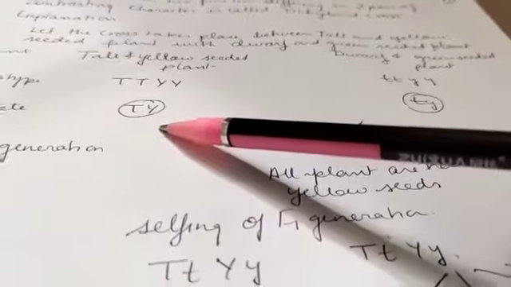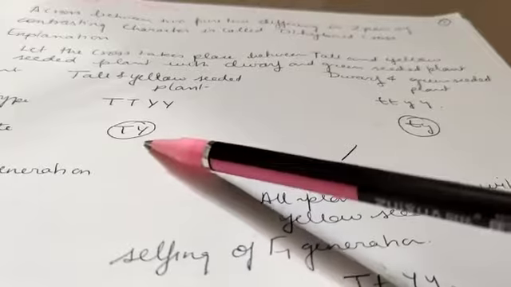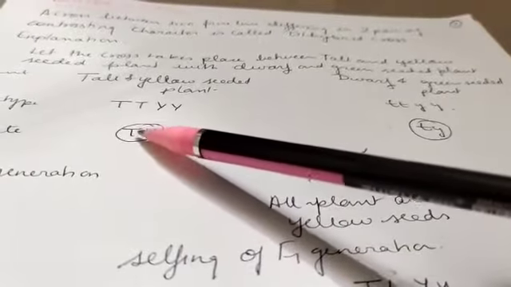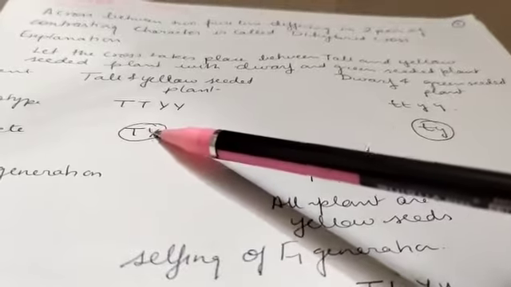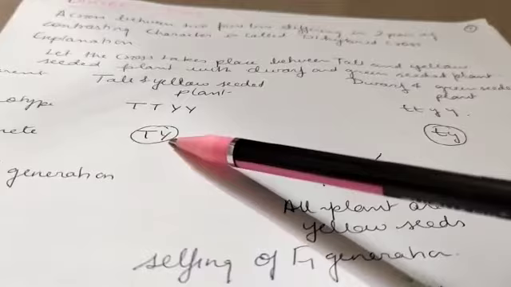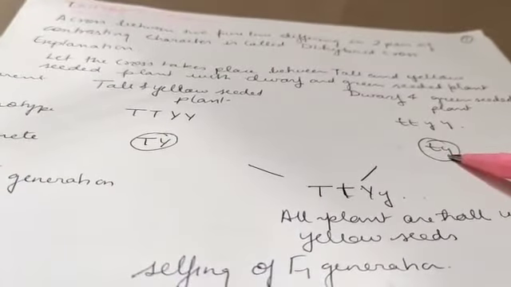Gametes. Next is what? It is the gametes. In gametes, you will see that only one gamete will form because it is homozygous. But it will contain two different alleles for two different characters, meaning one for tallness and one for yellow seed. Similarly here, one small t and small y.